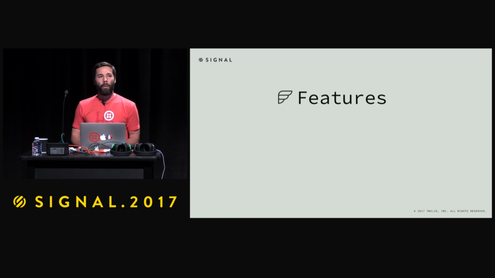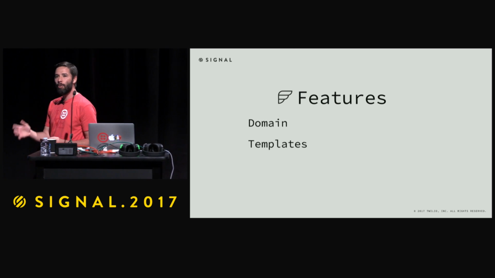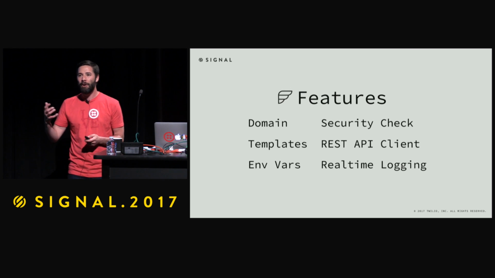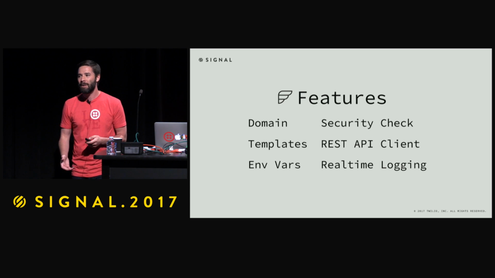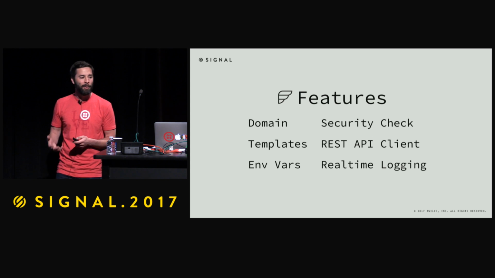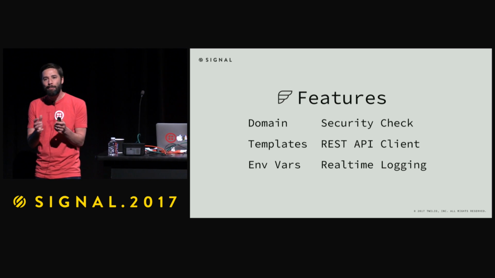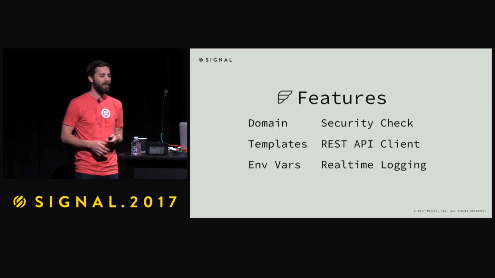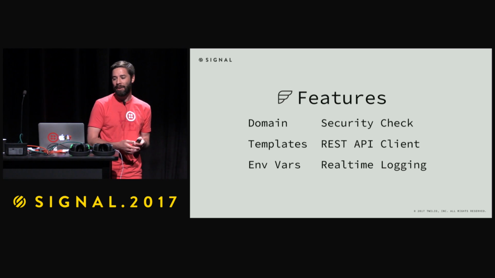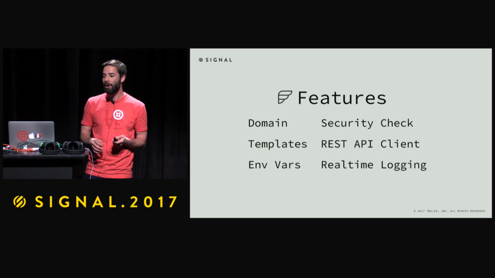So awesome. So what are all of the features that we just walked through? Well, first of all, every runtime comes with a publicly accessible domain that you can use for invoking functions and storing assets. Functions come with pre-configured templates that make it faster and easier for you to build Twilio applications. You've got environment variables that you can set so that you can separate your code from your configuration. Built-in security checks so you don't accidentally build insecure Twilio applications. A built-in REST API client that's pre-initialized so you can get started faster.